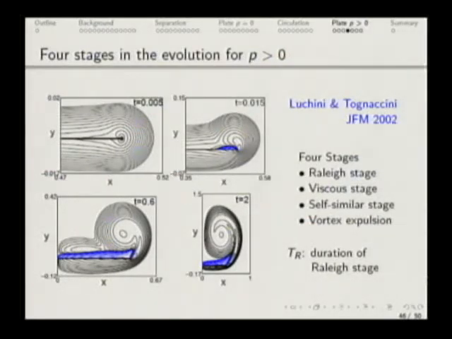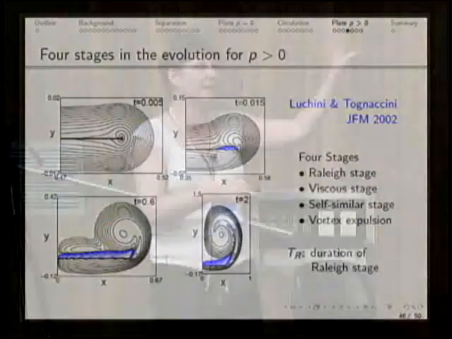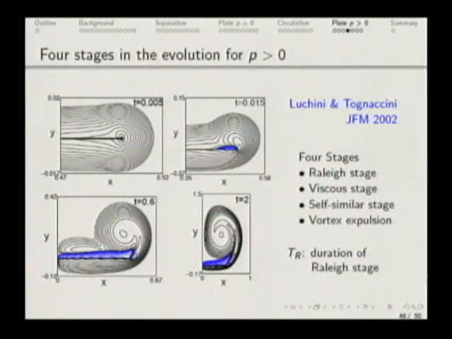This is the time interval in which I have no separation. And Lucchini and Tognacini, for this problem, they mention 4 stages that, in their introduction, they never refer to again. But we can actually identify these 4 different stages. The first they refer to as a Rayleigh stage, where there's basically just a viscous boundary layer of constant thickness around the plate. Then I have a separation where the flow is not yet self-similar, but it's starting to be self-similar. They call that the viscous stage. Then they have a self-similar growth stage and a vortex expulsion stage.